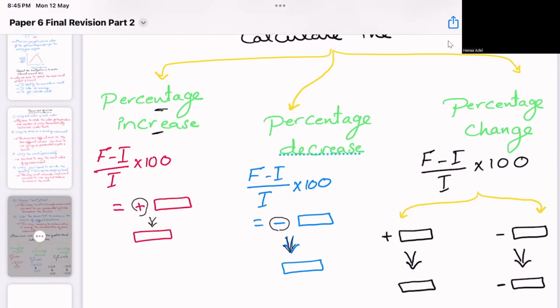Why? Because they said decrease in the question. So this word compensates for the sign. They know that it is the percentage decrease, so there is no necessity to write the negative sign.